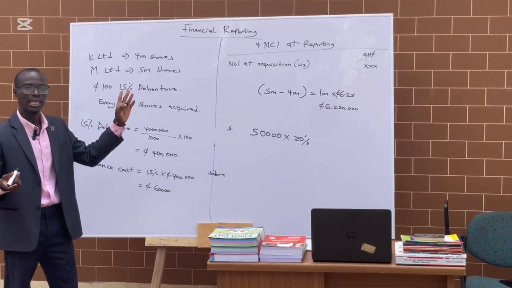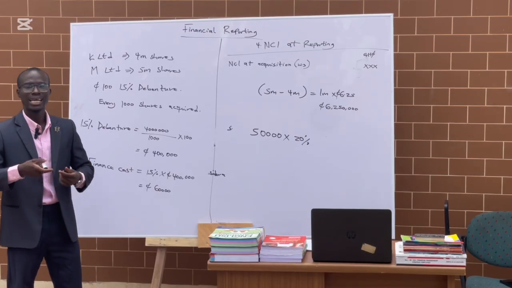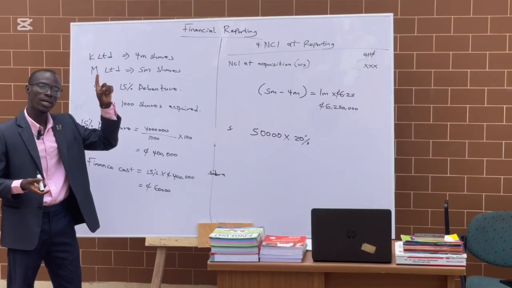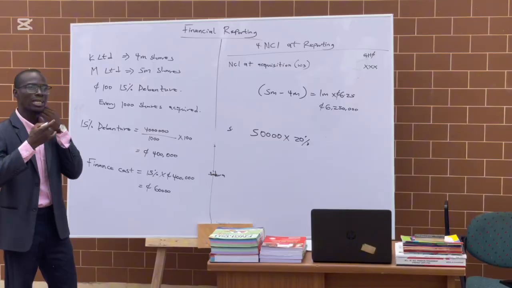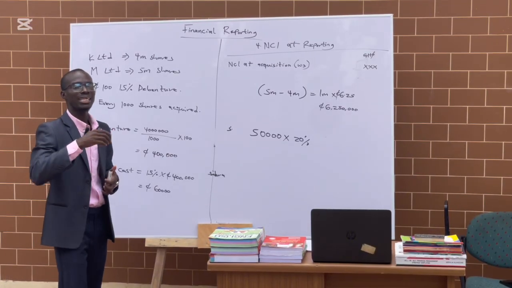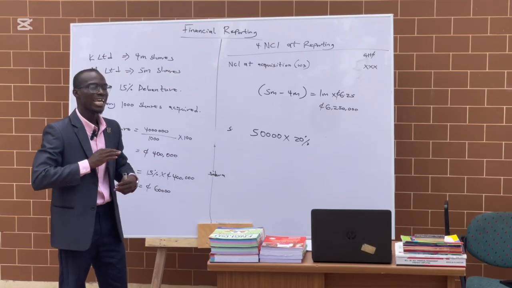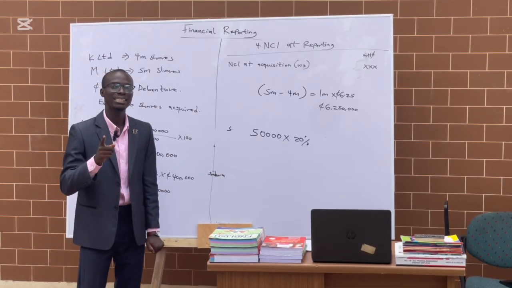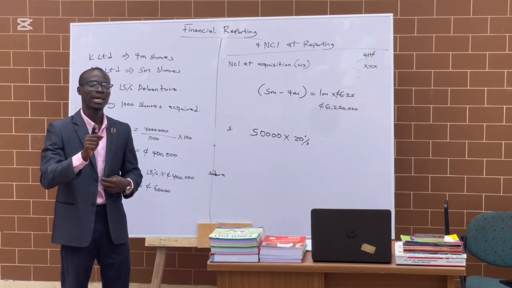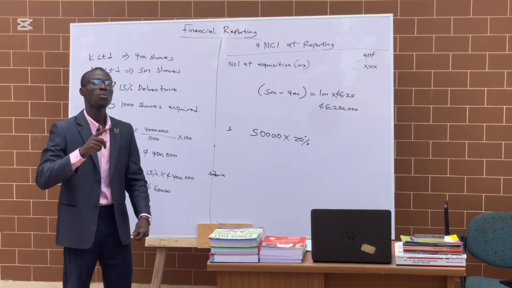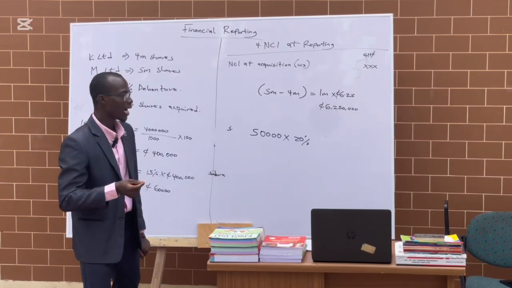So these are the three methods that you can go through to get the NCI at acquisition. This is the figure that you take to the group when you are doing the working three under goodwill, because when you get your consideration transferred, you need to add the NCI at acquisition. And these are the three methods. So the last one: if the parent values the NCI at proportionate, using the net asset at acquisition of the subsidiary, then you multiply it by the percentage ownership of the subsidiary. That will give you the figure.